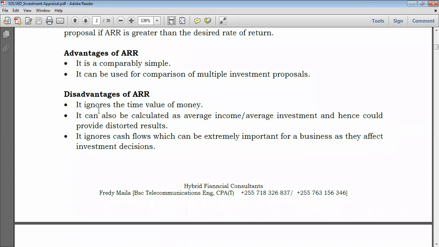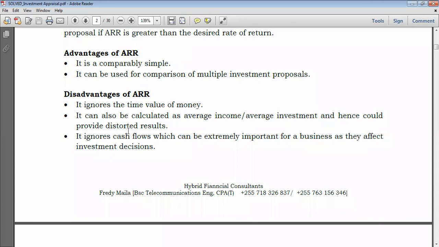Also, we are told here that it can be calculated as an average. Simply speaking, it has no specific formula. As you saw above, we said you can use the formula average profit over initial investment or average profit over average investment, just like that, and you can proceed. So this is among the disadvantages. Someone could have used a different formula.